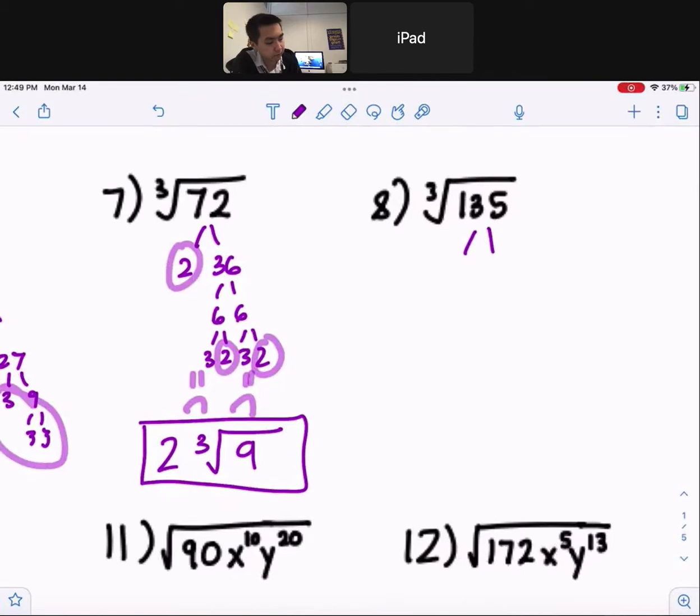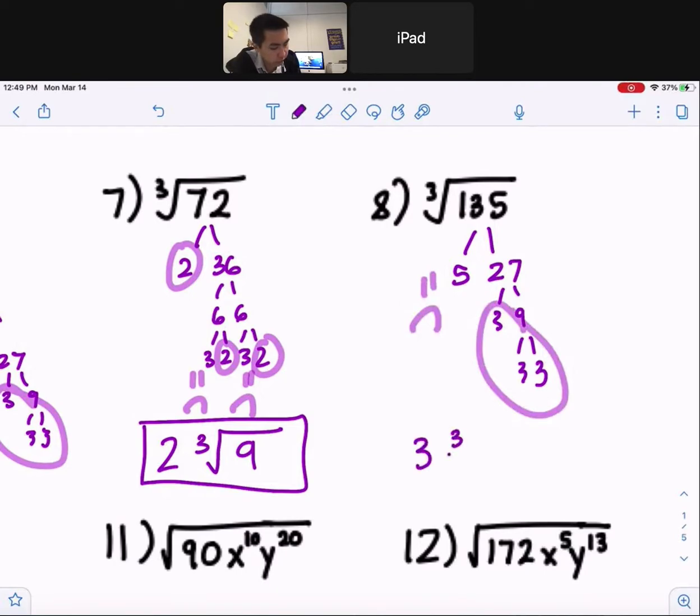Next, 5 times 27 is 135. And 27 breaks up to 3 and 9 and 3 and 3. A group of 3 threes and a leftover of 5. So 3 cube root of 5.